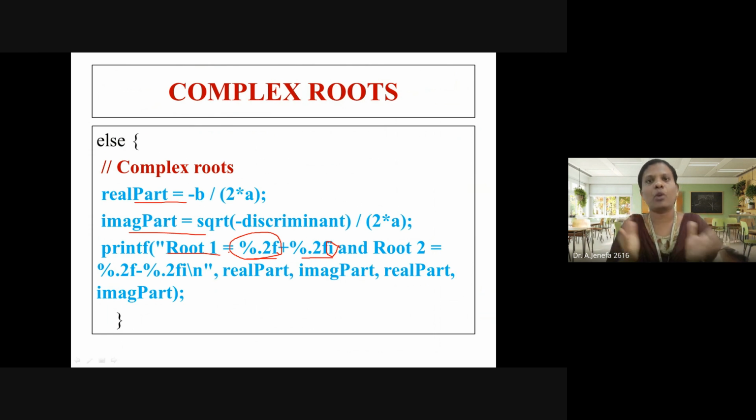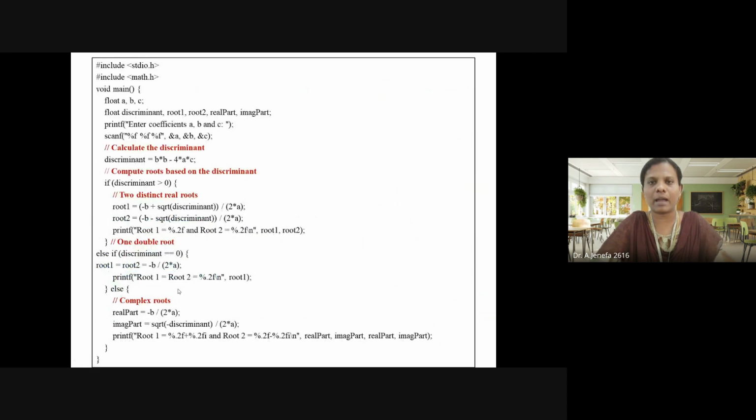That's it. And what about the next root? How do we calculate the next root? If the discriminant value is less than 0, real part minus imaginary part into I. So that's why root 2 equals %.2f minus %.2f. This will give the real part and this one will give you the imaginary part along with the I value, that is the I variable. Fine. Okay, let me show you the C program to find the quadratic equation.